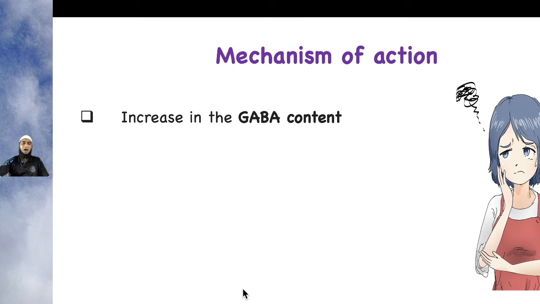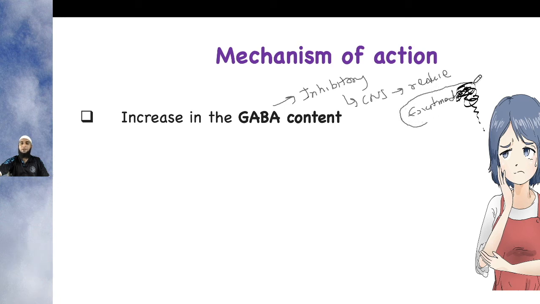Let's see the mechanism of action, how it works. Valproate works by increasing the content of GABA. We know that GABA is an inhibitory neurotransmitter. Okay, so GABA is inhibitory in nature. Since it increases the GABA content, it produces inhibition of the central nervous system. Since it produces inhibition of the central nervous system, it can effectively reduce excitement of the brain. So it can reduce the excitement and it reduces the convulsion. Convulsion can be controlled because it is inhibitory in nature and it reduces the excitement of the central nervous system.